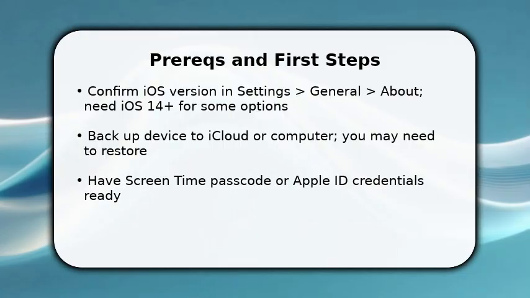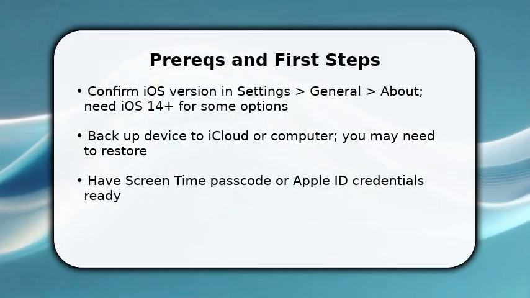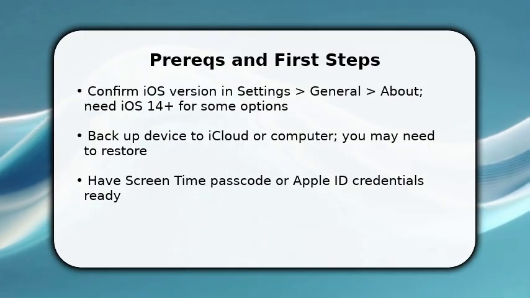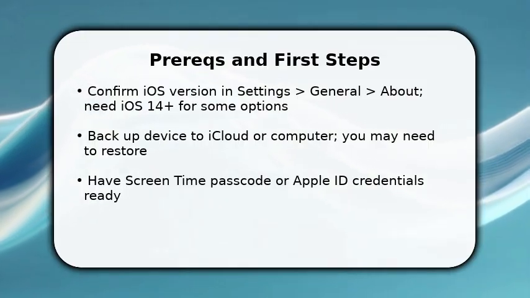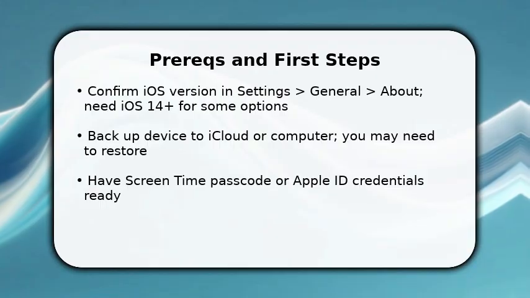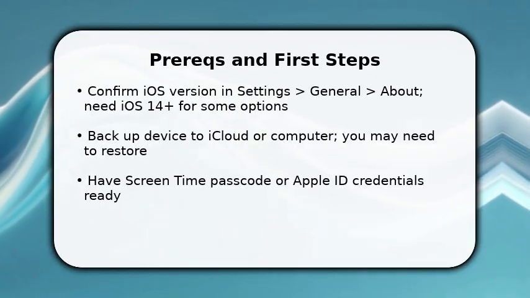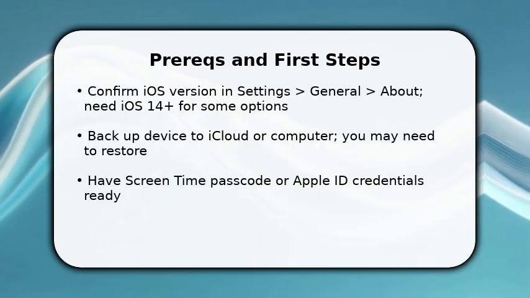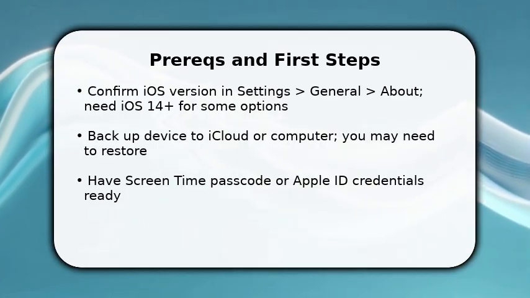You start by preparing the device. Back it up and check iOS so you can recover if needed. Once done, open Settings and go straight to Screen Time. This controls app visibility. If screen time is off, enable it and set a passcode you'll remember.